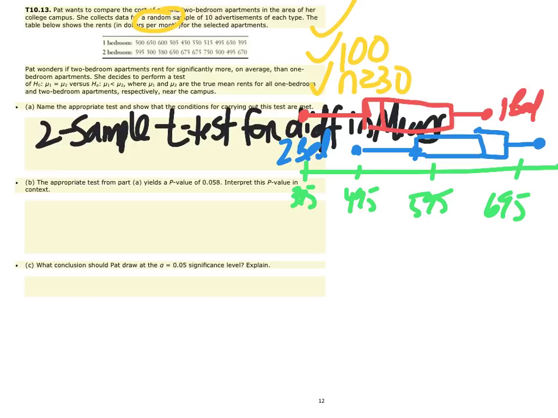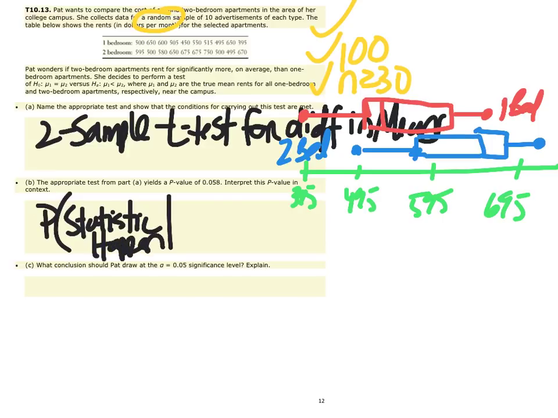Now, part B, the appropriate test yields a p-value. So they did the do part for us. Interpret this p-value in context, and then state the conclusion. So the p-value, the definition, you do want to understand what this is. I could see this coming up as a multiple choice: it is the probability that the statistic happens given that H sub O is true. So that's how you interpret a p-value.